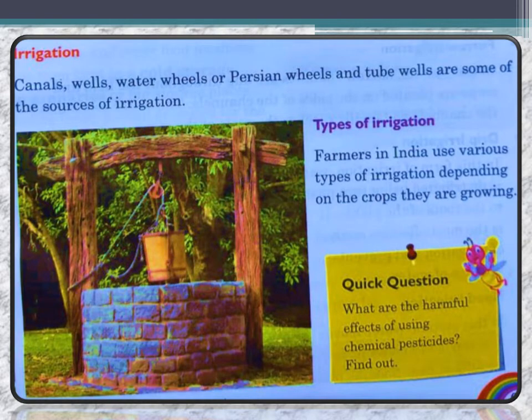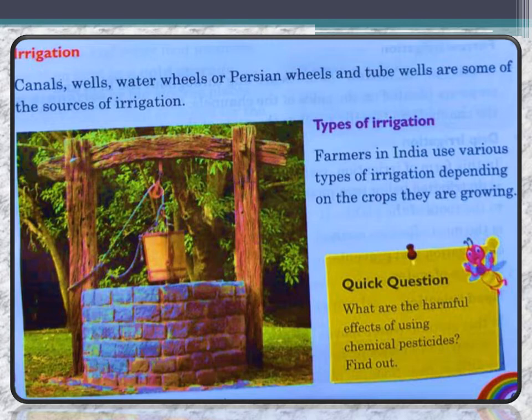Here we will discuss the topic irrigation. Irrigation is actually the process by which we bring water to the land. Now we have different sources of irrigation, like canals, wells, water wheels or Persian wheels, and tube wells. So these are some of the sources by which we can bring water to the land where we need to do farming.